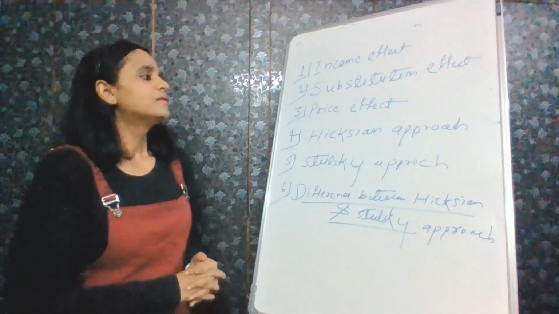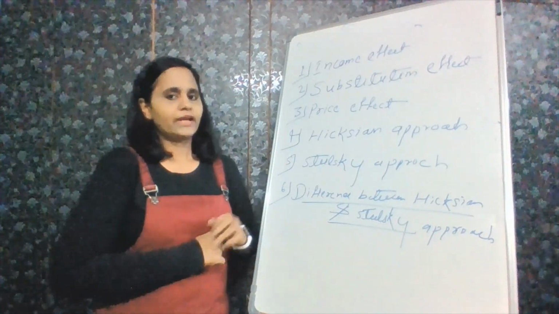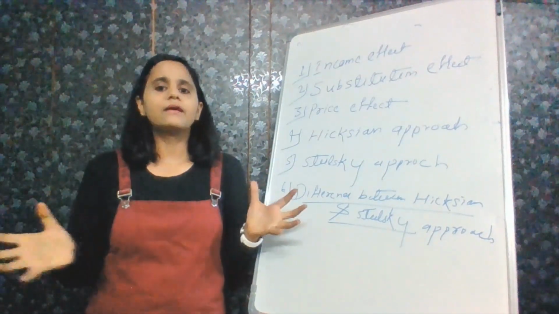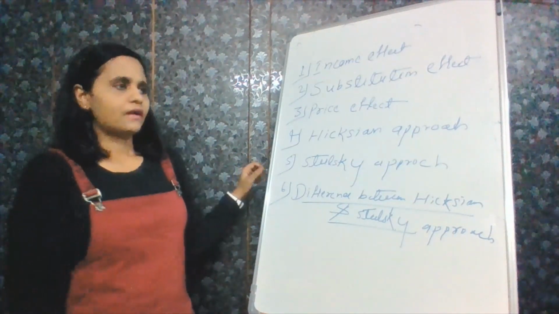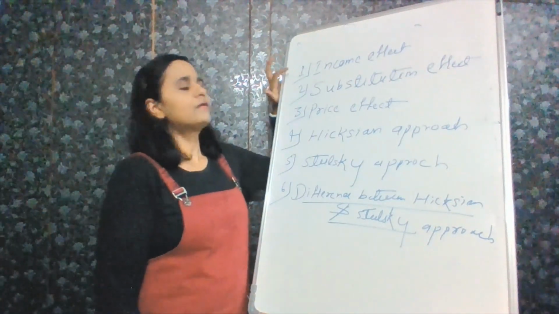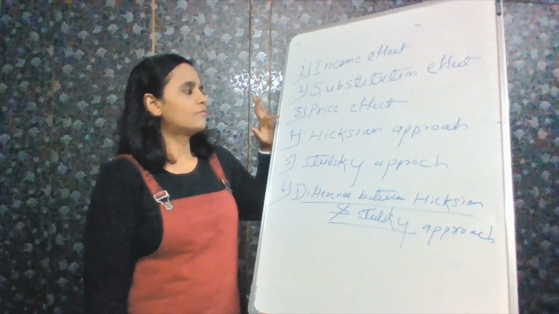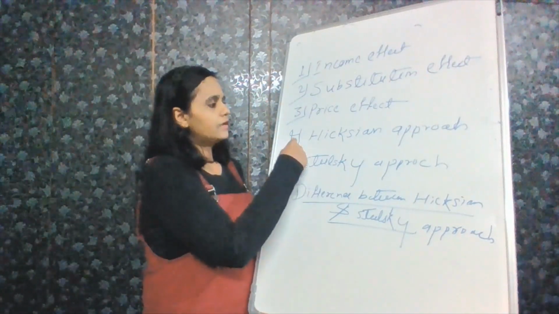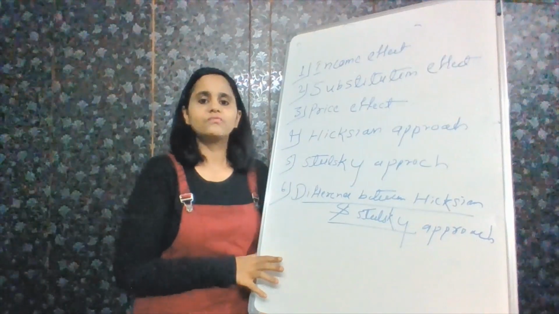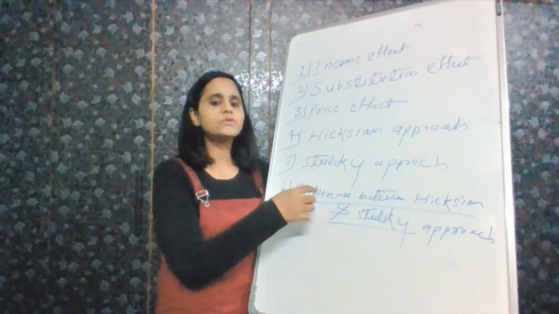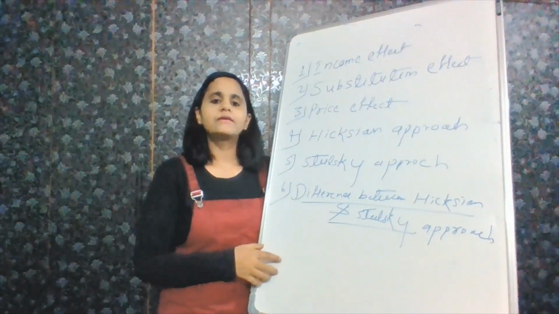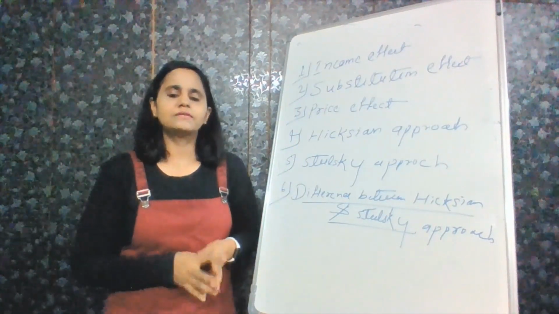The next thing we are going to see in today's class is basically income effect and the compensated demand curve. As part of this class, we are going to cover income effect, substitution effect, and what the price effect is. Then we are going to look into the Hicksian approach to find the compensated demand curve, and the Slutsky approach. Then we will look at the difference between the Hicksian and Slutsky approaches.